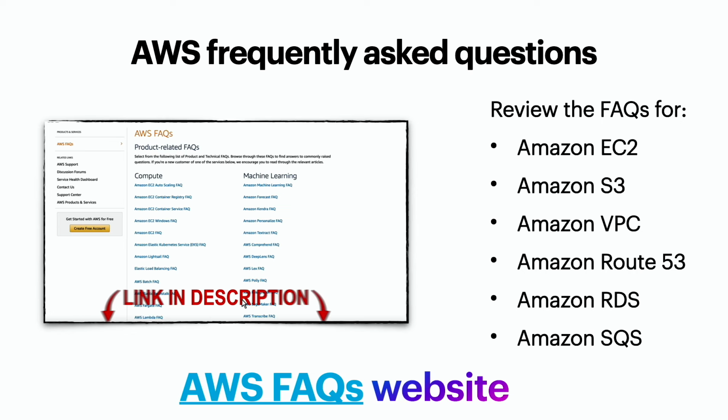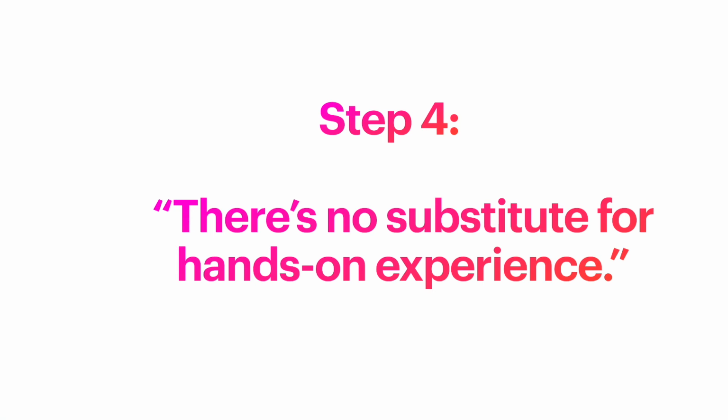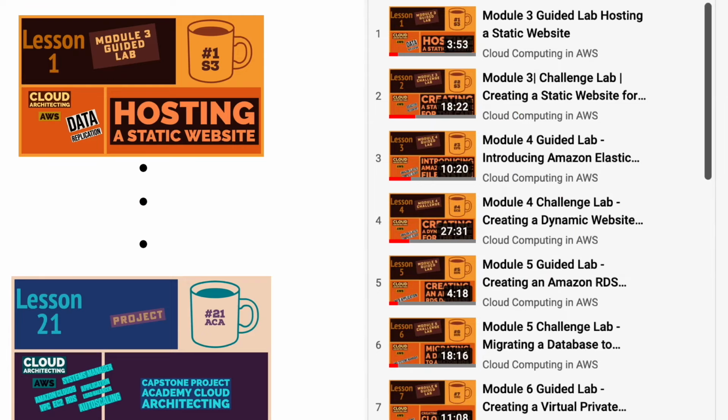So all you need to do is to go to the AWS FAQ and start digging for questions related to EC2, S3, Route 53, VPC, RDS, and SQS. Specifically, guys, S3. Step number 4. Hands-on experience is the best source of knowledge. Challenge yourself with labs and tutorials that you will find many of them in this channel, and the description is going to be down below.